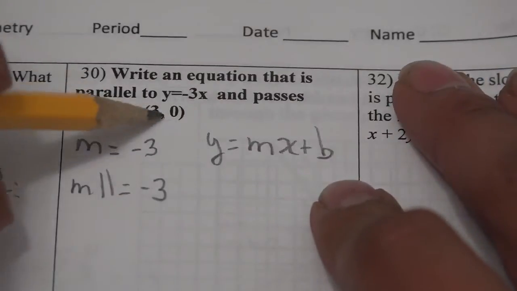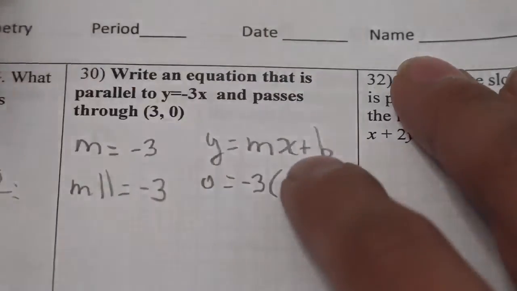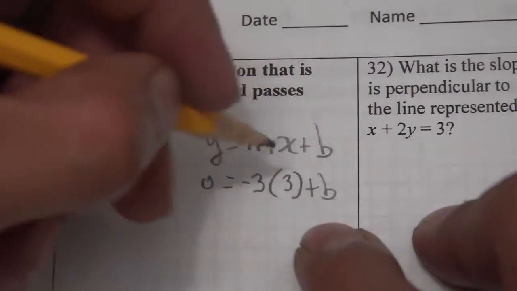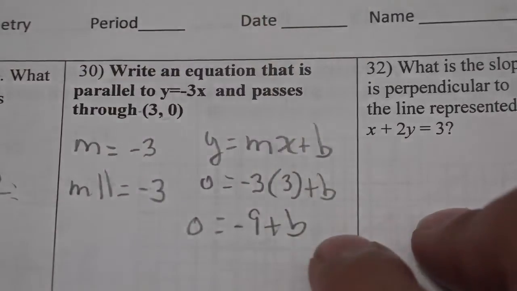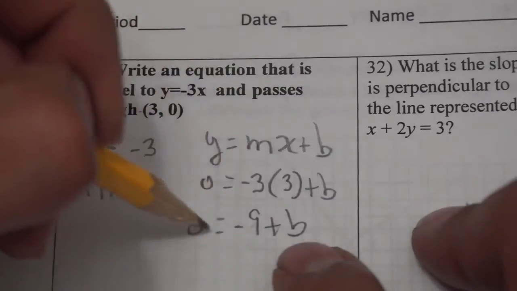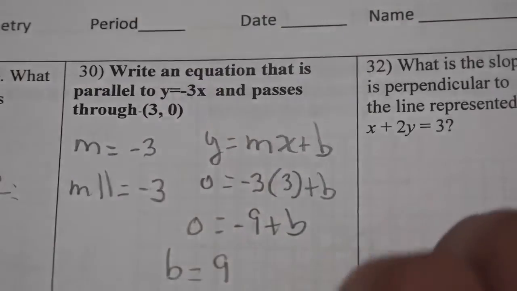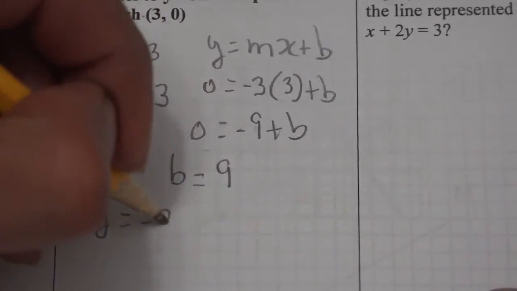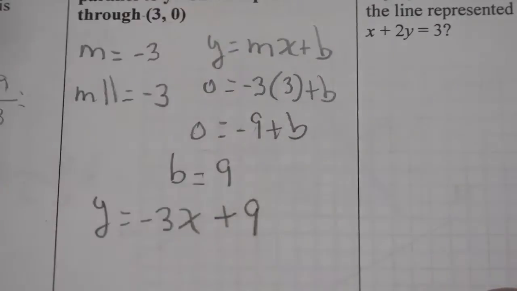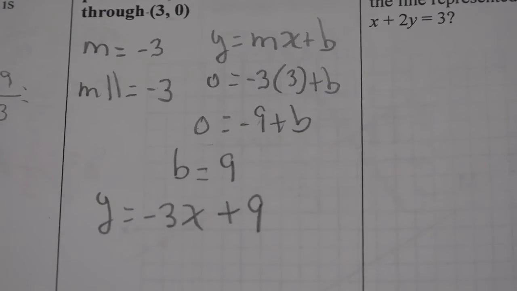Now let us replace the values. So 0 equals the parallel slope, which is negative 3, times the x, which is 3 here, plus b. Now 0 equals negative 9 plus b. I need to find out what the value of b is. I add 9 to both sides, or I just take the 9 and put it on the other side. So b equals 9. Now I'm able to write my equation: y equals negative 3x plus 9. That's it. That's the equation problem.